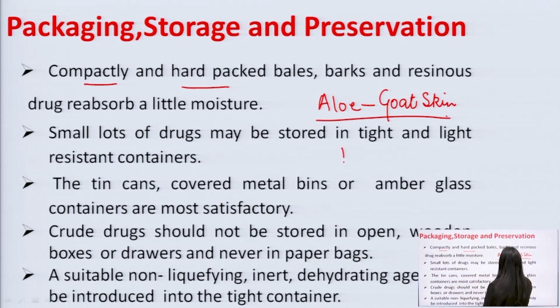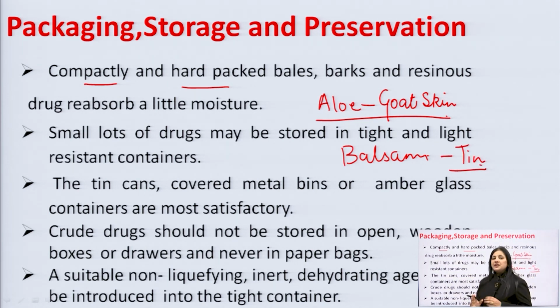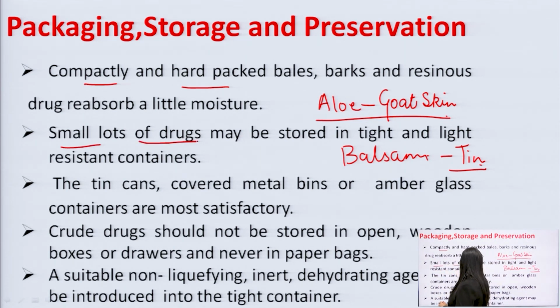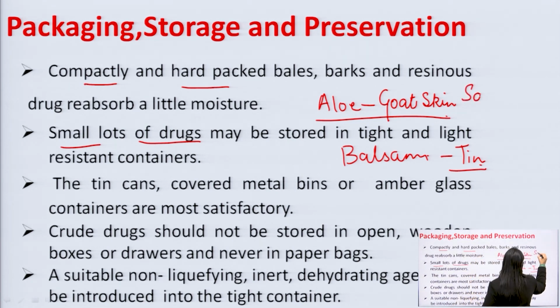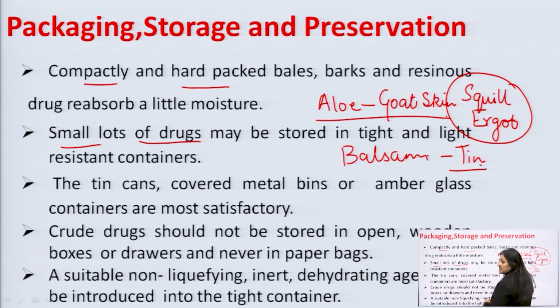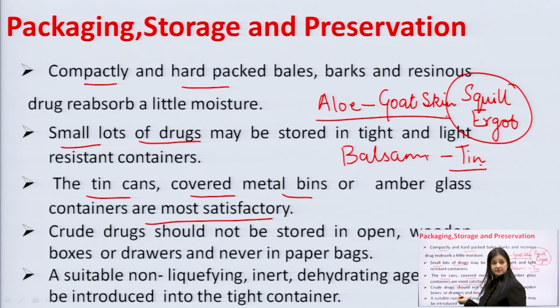Similarly, balsam which is an oleogum resin is packed in the tins. So we have to identify the appropriate container as per the requirement of the herb. Small lots of drugs may be stored in tight and light resistant containers. Squill and ergot, say for example, these are the plant parts which are supposed to be stored in the container which is light resistant. Tin cans, covered metal bins or amber glass containers are most satisfactory for this purpose.